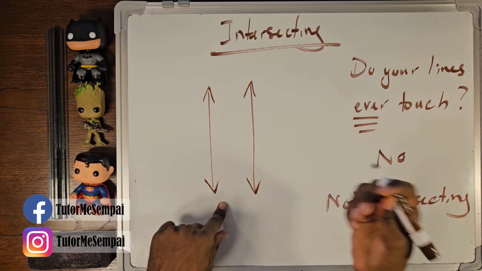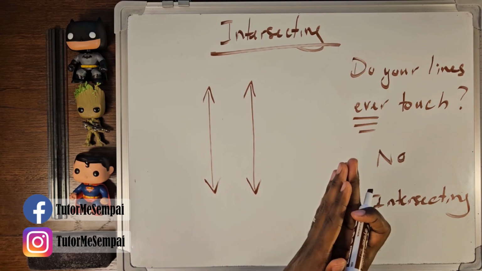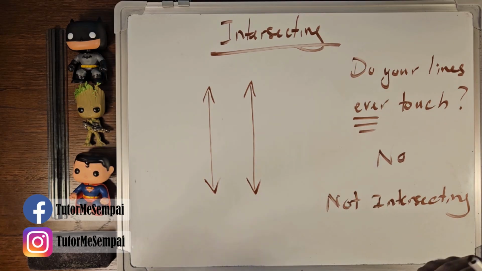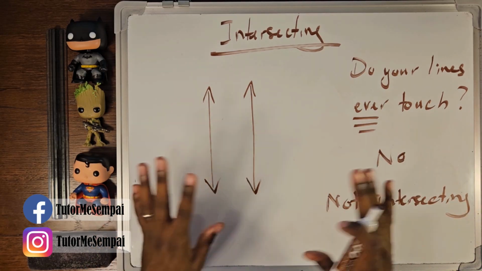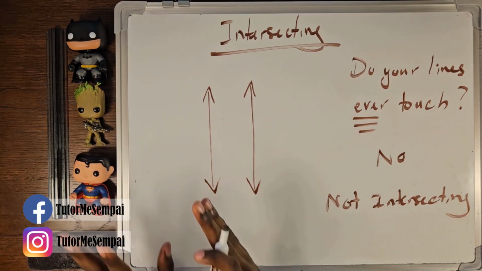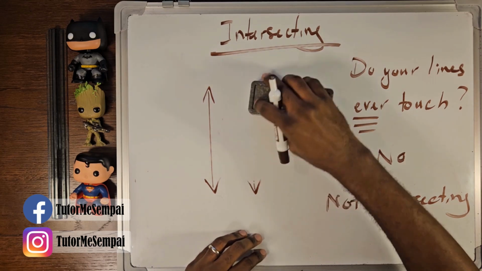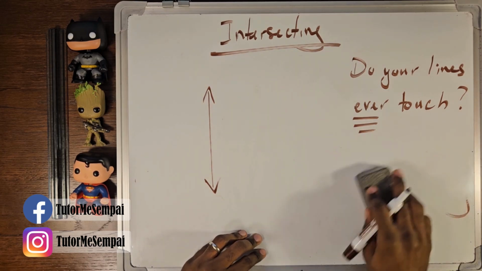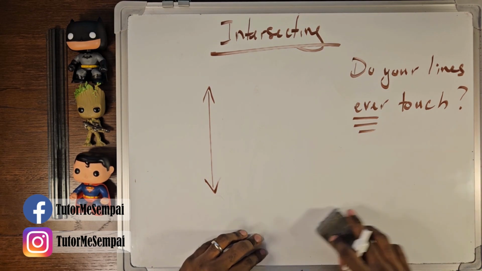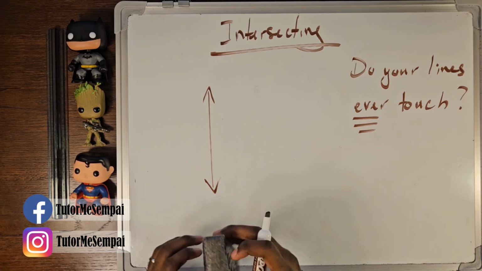We want lines that do touch when you're looking for intersecting lines. When we have lines that don't touch, that's not it. Those are parallel lines. We don't want those. And just like for parallel lines, it's that "ever" here. Ever. They may not touch right now, but if you were to continue them on.